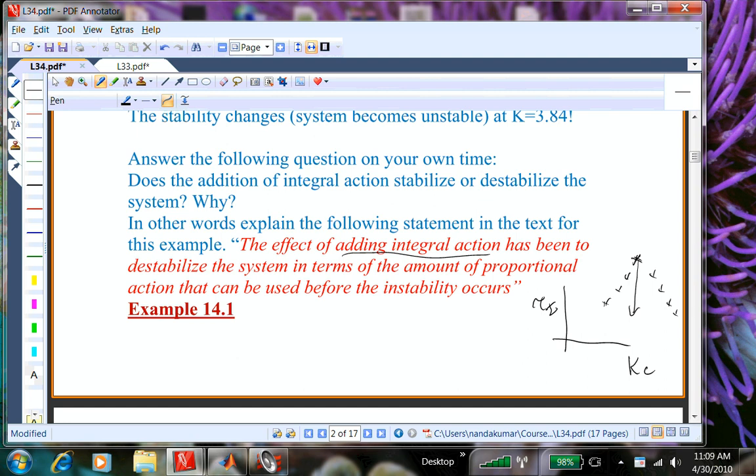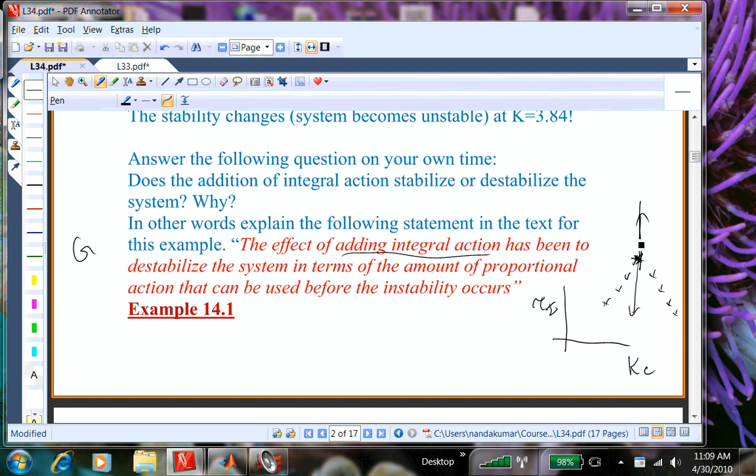Let's step back. Suppose there is no integral action, and I give you a G, and say go and find me this proportional value of Kc above which the system becomes unstable. You know how to do that. Plot the root locus, see where it crosses the axis, pick up the value of Kc. That is one data point way up at infinity. I'm saying it is somewhere here.